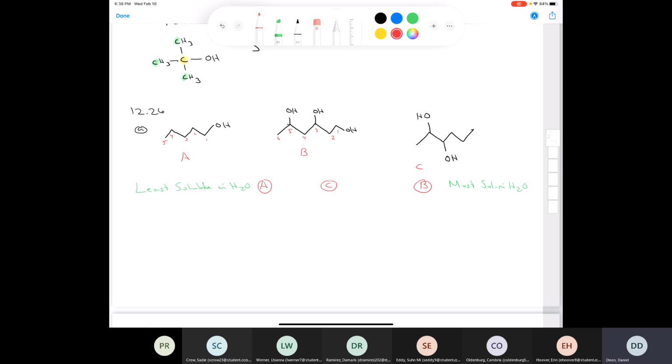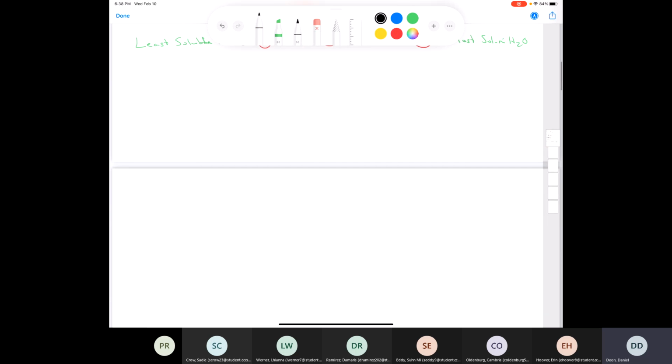What I thought we would do now is try naming some alcohols. This isn't a particular textbook number, I'm just going to make up some problems here. I want you to try to name that alcohol, and I want you to try to name this alcohol. So these two compounds. I'll give you a minute to look at both of these and see if you can come up with a name for both of these compounds.